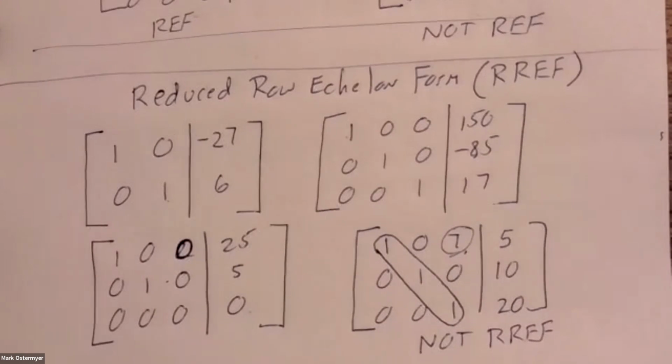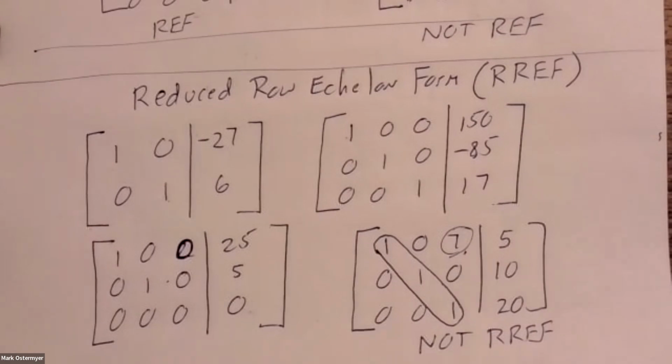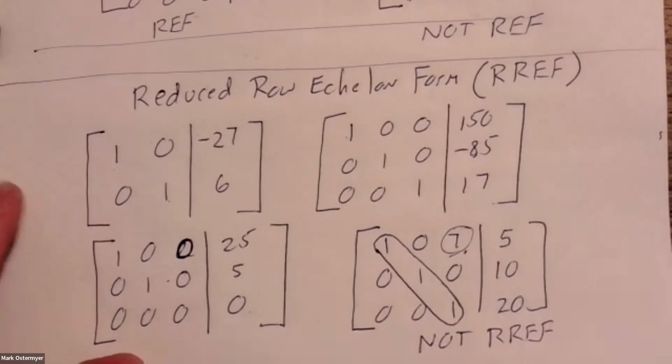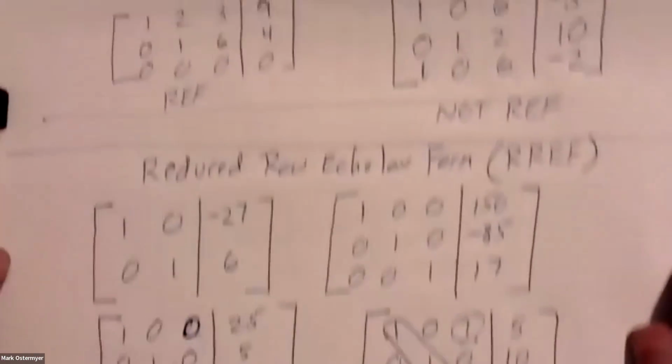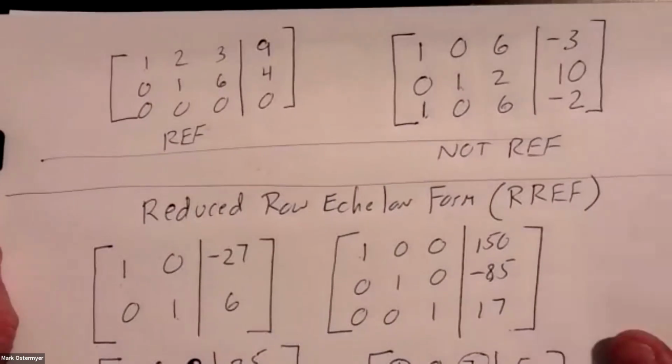Okay. All right. So now that we have an idea as to what it means for a matrix to be in row echelon versus reduced row echelon form, ladies and gentlemen, we can begin to solve these systems of equations using matrices. Okay. Any questions about any of this? Reduced row echelon form versus row echelon form.